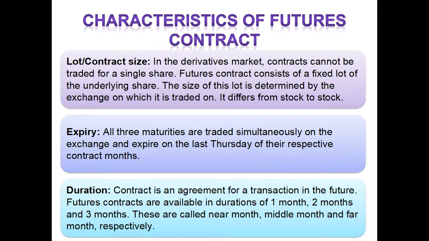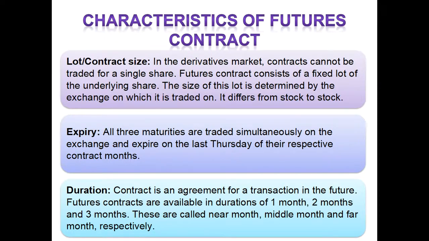So let's look at the characteristics of the futures contract. First is the lot or the contract size. In the derivatives market, contracts cannot be traded for a single share. A futures contract consists of a fixed lot of the underlying share. The size of this lot is determined by the exchange on which it is traded. It differs from stock to stock.